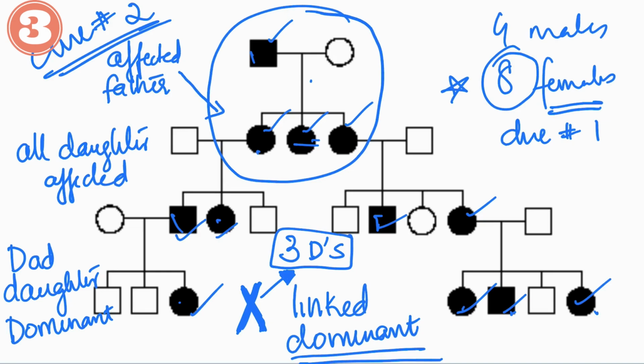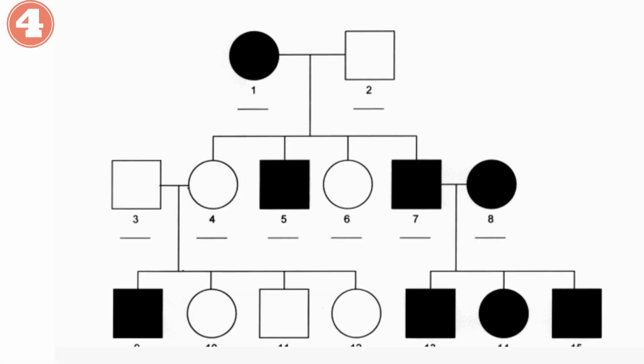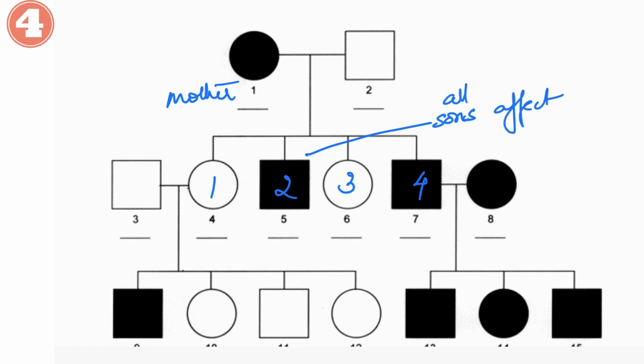So now let's look at another one, the last pedigree chart. In this pedigree chart, the mother is affected. They have 4 children, 2 daughters and 2 sons. You'll see that all sons are affected. Then you will see this mother and father. Here both mother and father are affected. So all children, sons and daughters, all of them are affected.